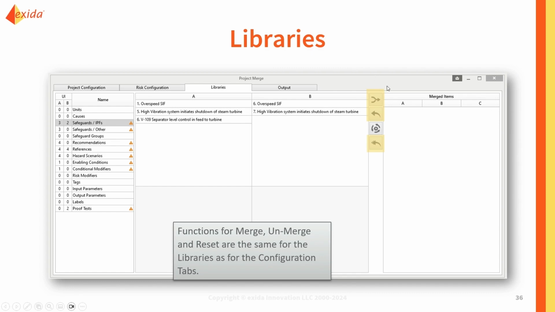So for the libraries, your merge button, your undo button, and your reset button work exactly the way that they did in your project config and your risk config. But your auto match button is going to match the items with identical names and automatically move over any items without a match so that they're automatically merged individually into file C. So, what does that mean?